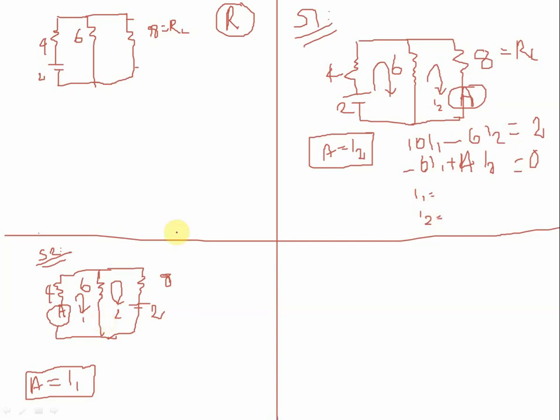Similarly, come to this point. Okay, loop 1, loop 2. So in loop 1, any sources there? No source. Here I will write, 0 is equal to 10 I1 minus 6 I2.